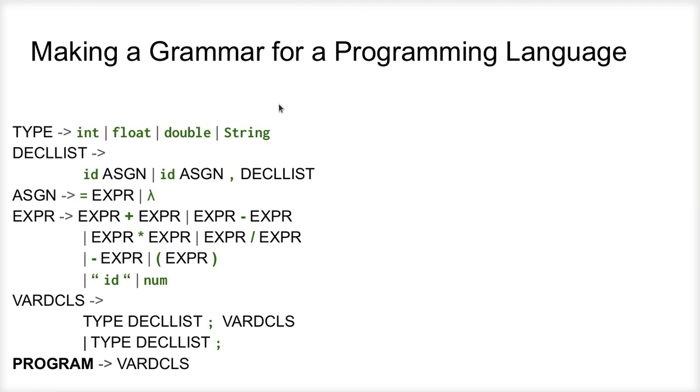So we have here the complete grammar. The root is program, then we go to non-terminal var dcls, and then you can go either to type declist semicolon var dcls or to type declist semicolon. From type we can go to int, float, double, string. From declist we can go to id asgn colon declist, and so on.